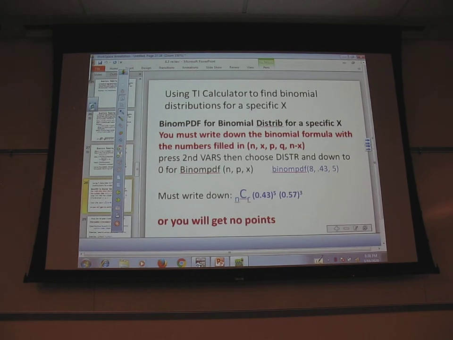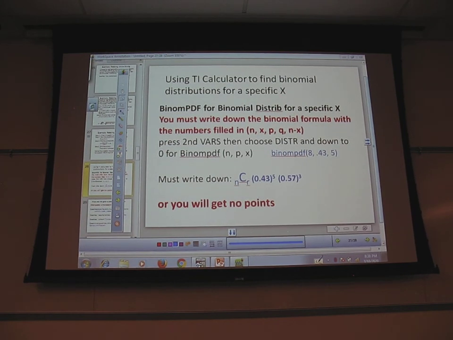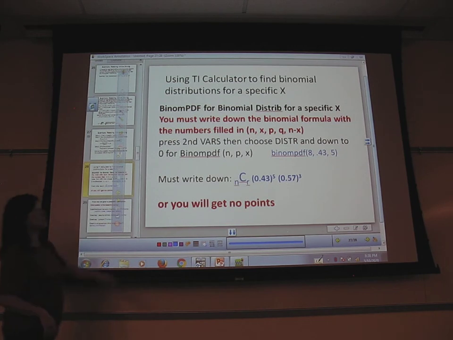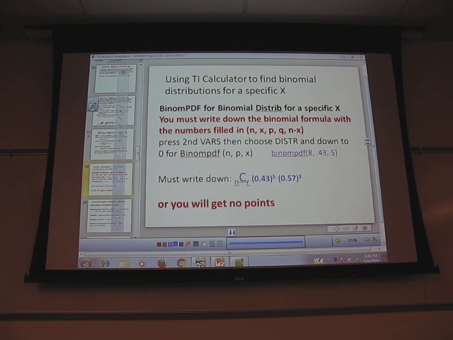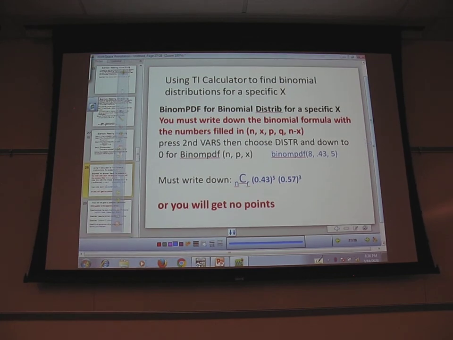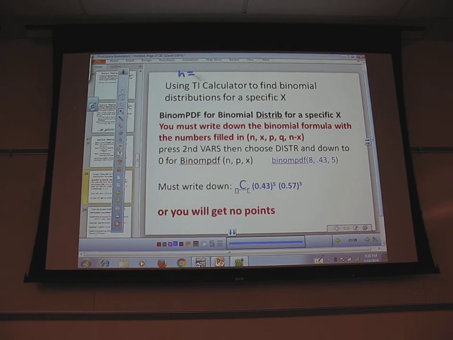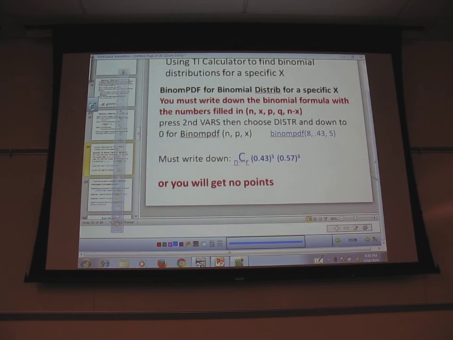I do want to point out one thing, though. You can use binom PDF, not CDF, PDF, to find the binomial distribution for a specific x. However, I'm still going to force you to write down the formulas. Anyways, you can use it to double check. But say, for example, n is 8, little p is 0.43, and I want to find the probability that x is 5.